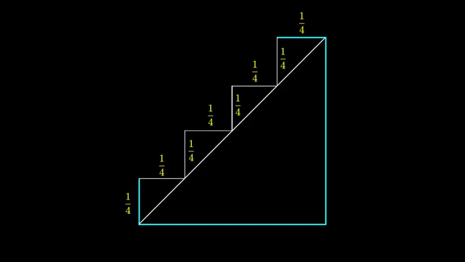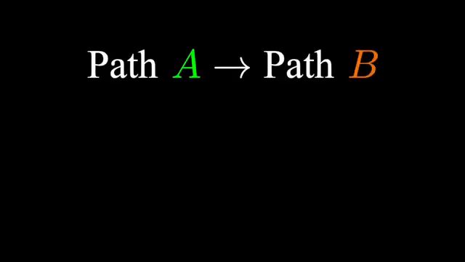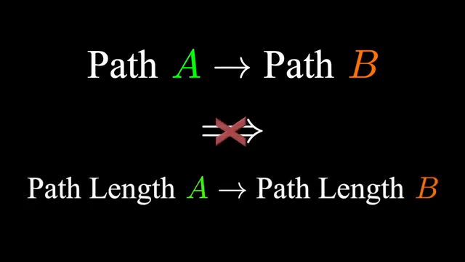And our path approaches the path of the diagonal. So should we conclude that the length of this diagonal is 2? And the answer is, of course not. The problem with this is that just because one path approaches another, it doesn't mean that the length of the path approaches the length of the other. How can we mathematically show this?